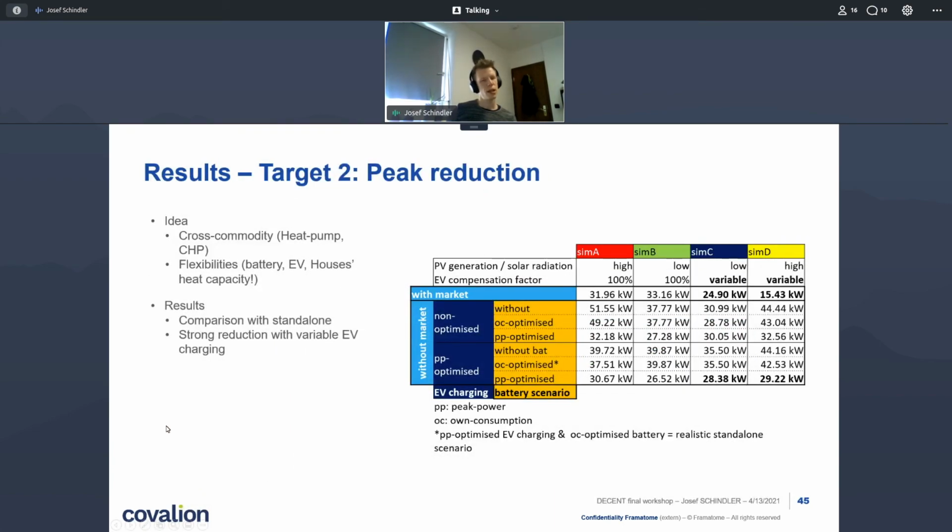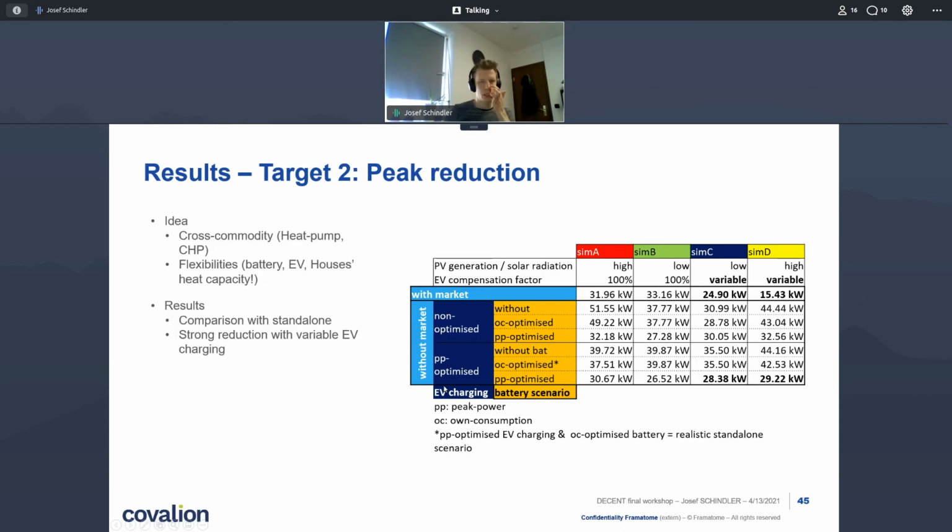Another target was the peak reduction. So the idea was to have cross commodities and flexibilities to create a value for this peak reduction. We compared our market scenarios, which are in this first row here, and we compared the peak powers with several standalone scenarios that happened without the market.